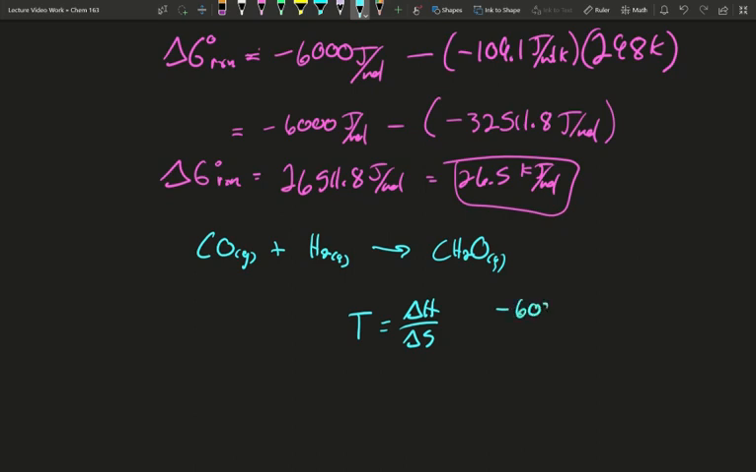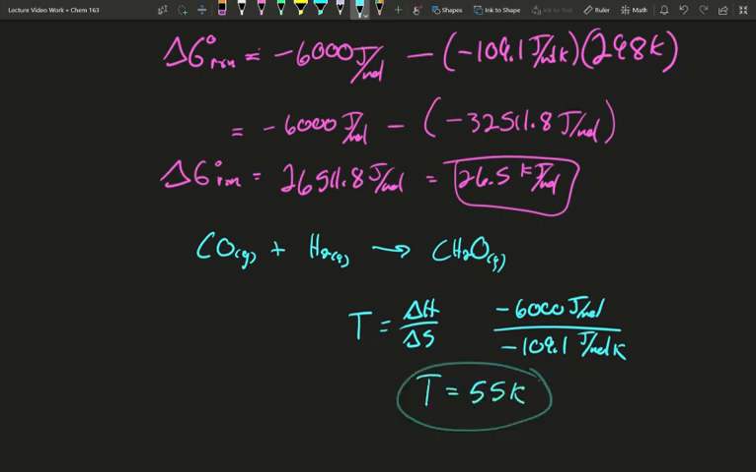Negative 6,000 joules per mole divided by negative 109.1 joules per mole Kelvin. Joules per mole cancel out. Our Kelvin on bottom will turn into Kelvin. And what we find is the temp is about 55 Kelvin.